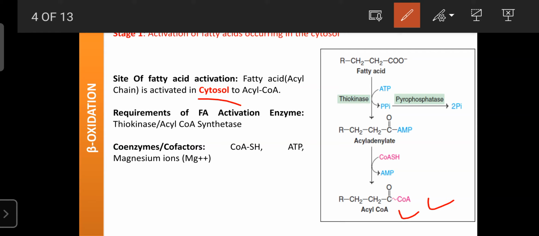The activation of the fatty acids in the cytosol occurs in the presence of the enzyme thiokinase, along with hydrolysis of ATP.